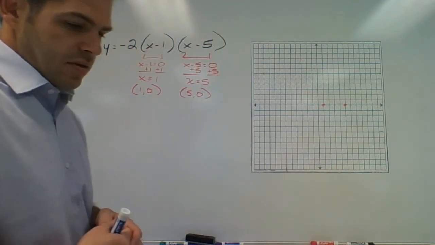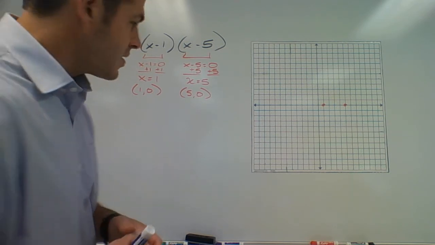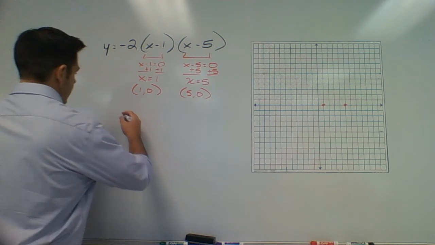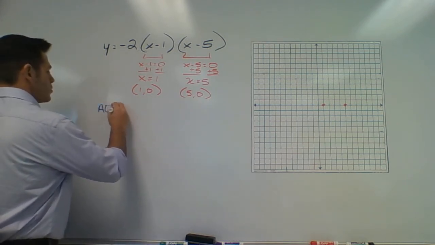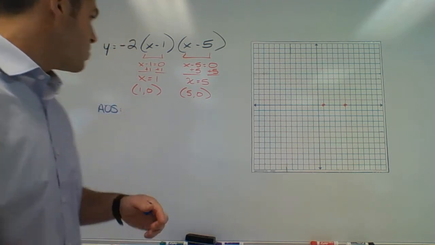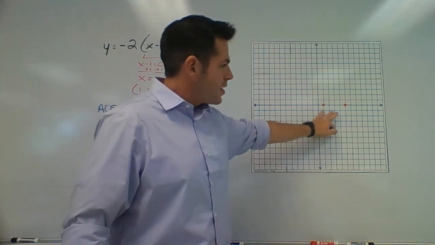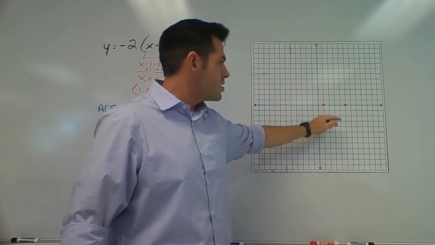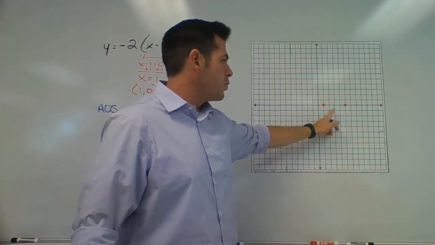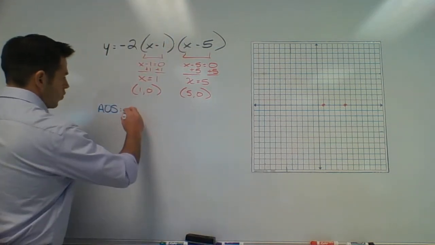The next one up, probably the easiest thing to do, is to calculate the axis of symmetry. To do this, there are two ways. Mathematically speaking, we're going to add up the 1 and the 5 and divide it by 2, or if you have a picture like this, you could pretty much just look and see what x value would be in between 1 and 5. Either way, let me show you what's going on here.